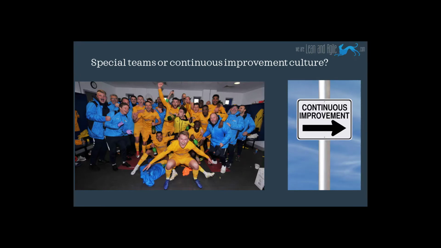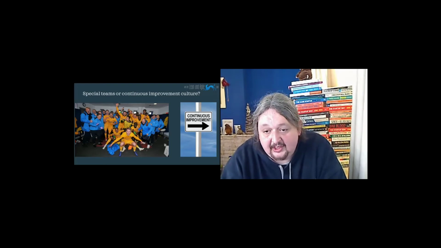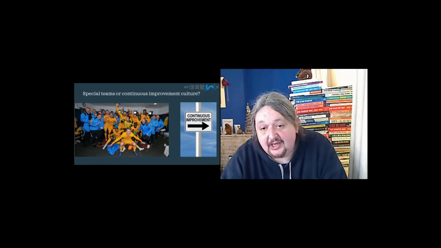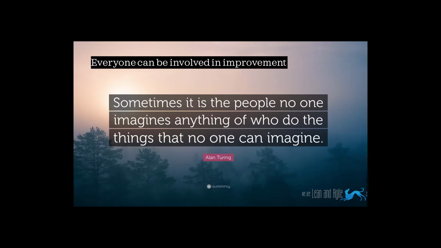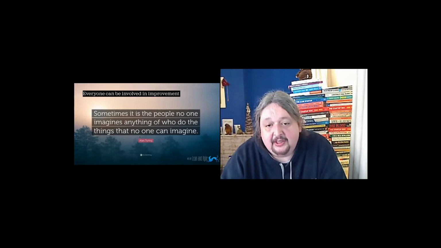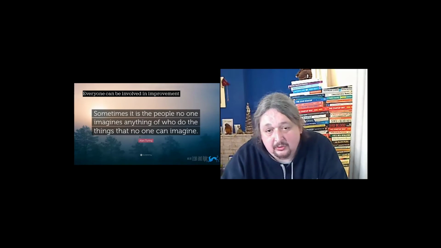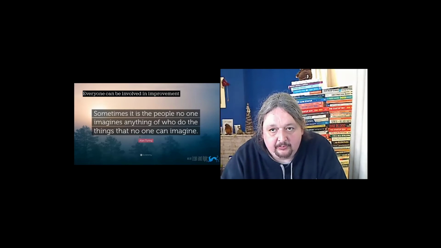So is it a special team that does it for you, or is it something that you want to embed continuous improvement? Now, I have shamelessly stolen this from John McMahon of IEG4, but it really goes to emphasize what you can do in organizations. It's about enabling everyone to be involved in improvement, and genuinely, it is the people no one imagines anything of who could do the things that no one can imagine. So John was talking about how their software enables people to sort of build API things very, very easily.